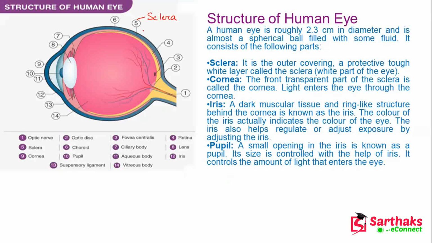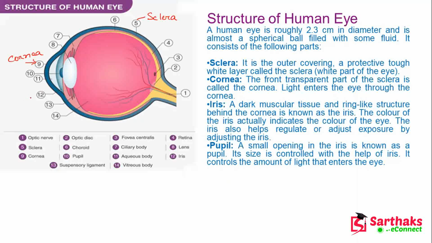Then we have the cornea. The front transparent part of the sclera is called the cornea. Light enters the eye through the cornea. Fine. Then we have the iris.